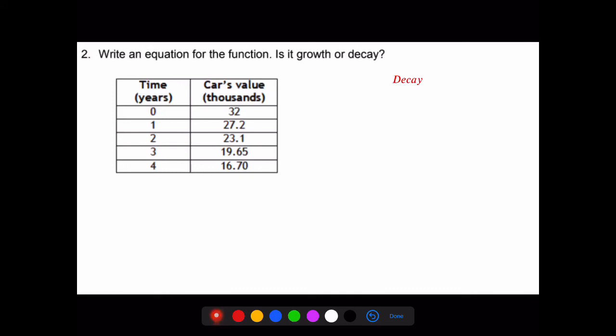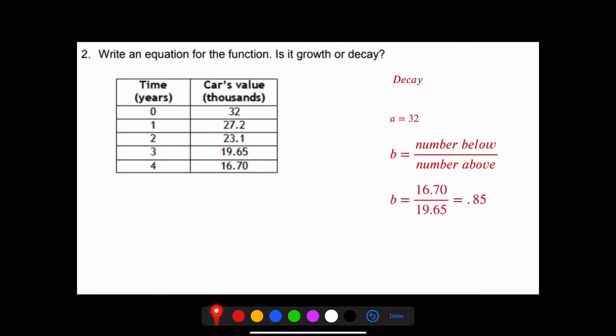And of course, as we can see, as time is increasing, the car's value is decreasing. So this would be a decay function. So again, a is 32. For b, we do number below divided by number above, and it doesn't matter which numbers you choose. So if I do 16.7 divided by the number right above it, 19.65, we get 0.85. In fact, if you continue doing that, you'll get 0.85 every single time if it is exponential.